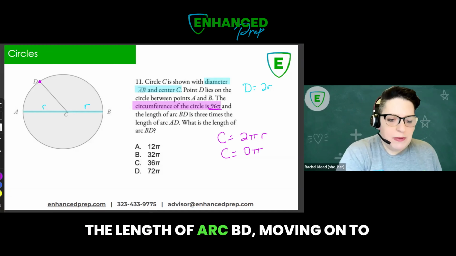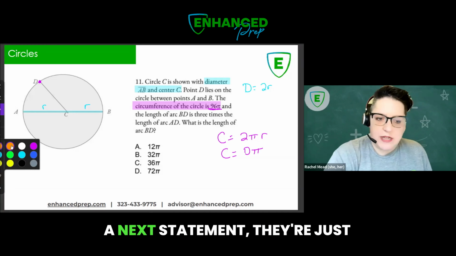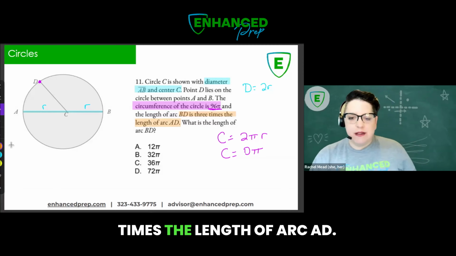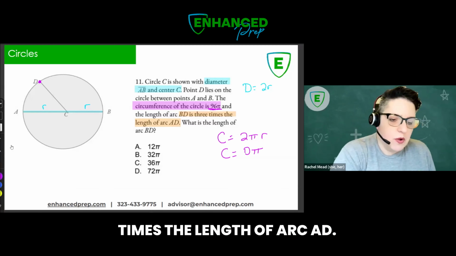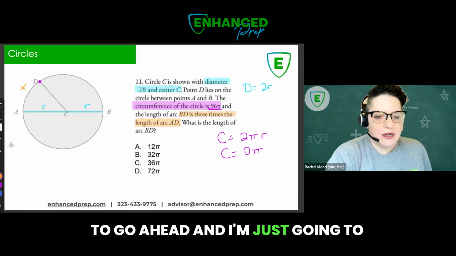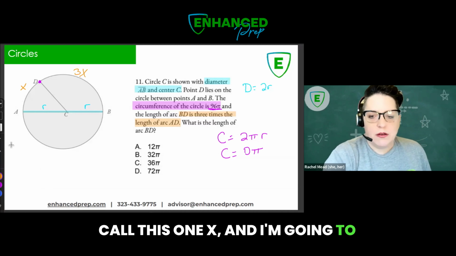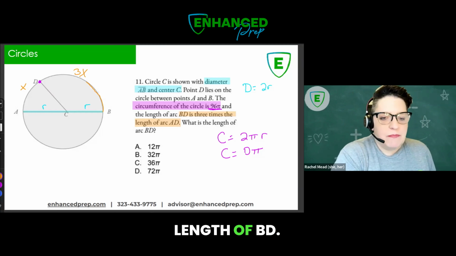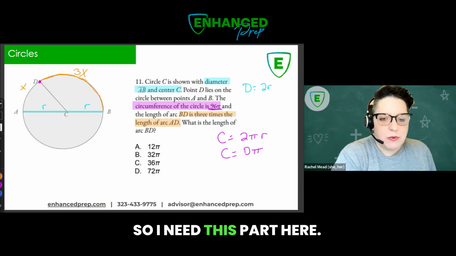The length of arc BD, moving on to the next statement, they're just filling us with data here, is 3 times the length of arc AD. So I don't know what these are, but if it's 3 times, I'm just going to call this one X, and I'm going to call this one 3X. And it's asking me to find the length of BD. So I need this part here.